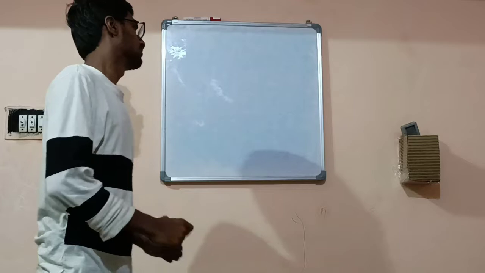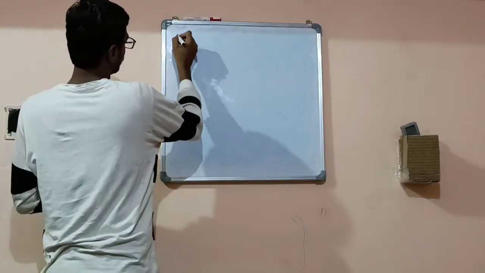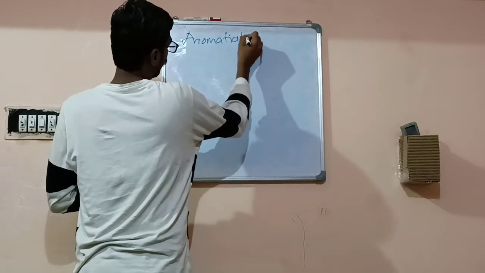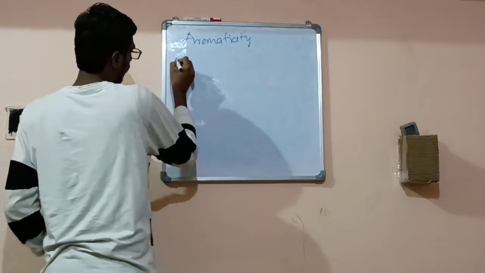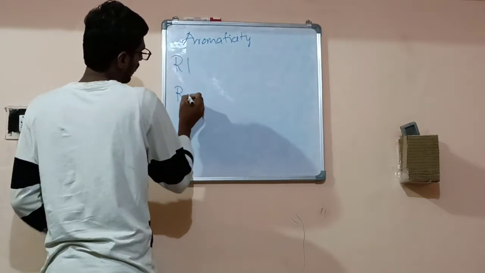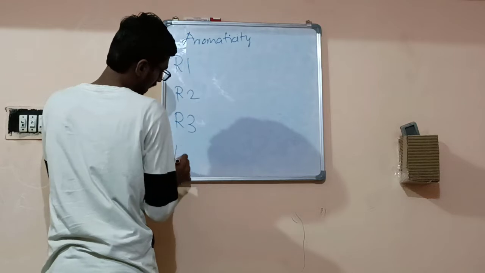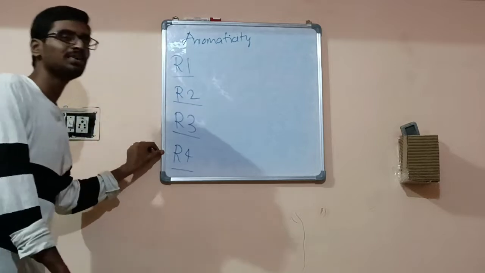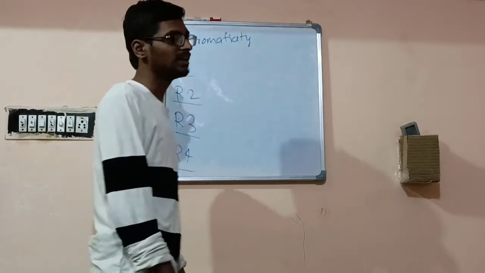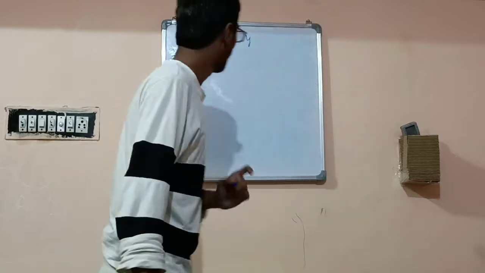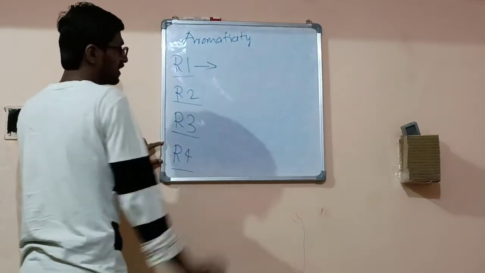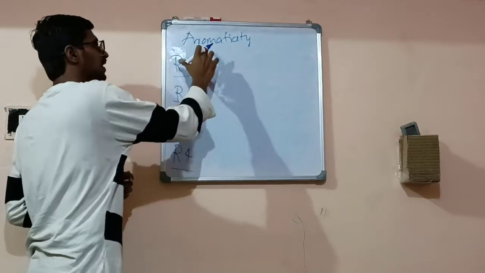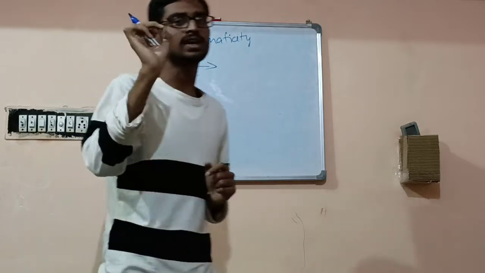What is rule 1? Now I will write all the rules for aromaticity as R1, R2, R3 and R4. The purpose of writing R1, R2, R3, R4 is just to remember the rules for aromaticity. If and only if the compound satisfies the rules of aromaticity, then it is said to be a what?